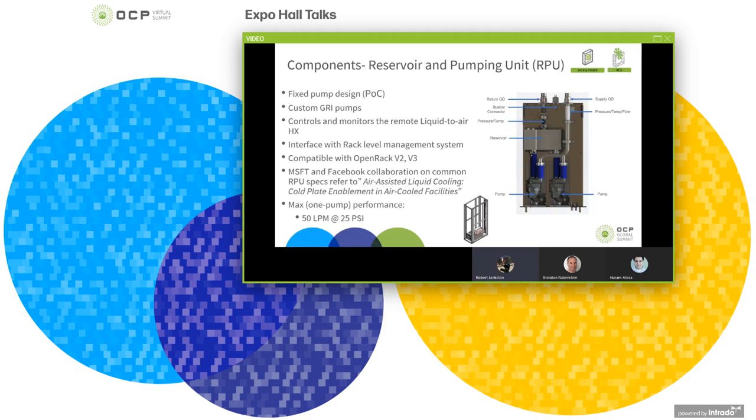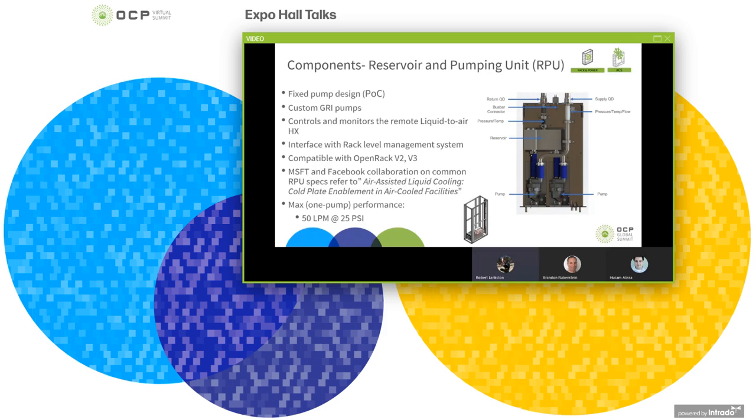Microsoft and Facebook have been collaborating on a common specification for the reservoir and pumping unit. The specification is discussed in greater detail in the air-assisted liquid cooling, cold plate enablement, and air-cooled facilities thread. But it is intended to be compatible with both Olympus and Open Rack designs and can support various methods of air-assisted liquid cooling. The design uses redundant custom GRI pumps with maximum one pump performance of 50 liters per minute at 25 PSI. The pumps are fixed in the current POC, but we are driving for hot swappability in future iterations.